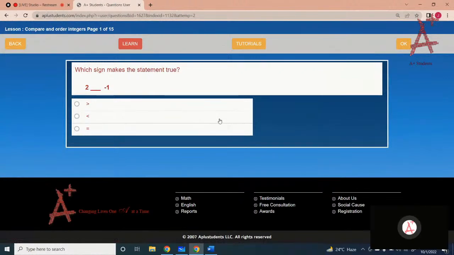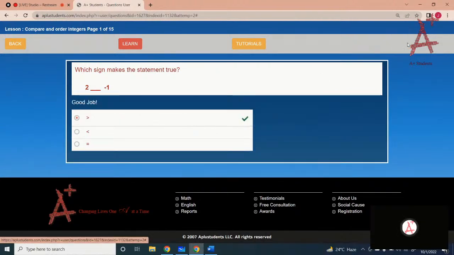Okay, which sign makes the statement true? 2 and negative 1. Is 2 greater than negative 1 or less than negative 1? 2 is greater than negative 1. Positive numbers are always greater than negative numbers. Got it? So select the correct option and click on the OK button.